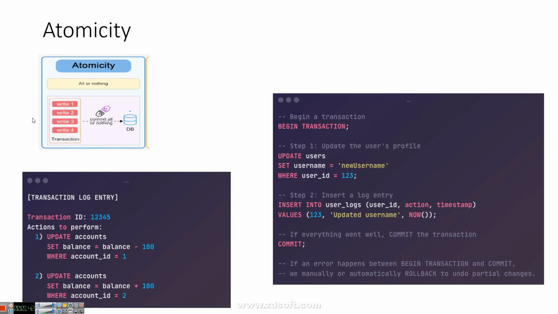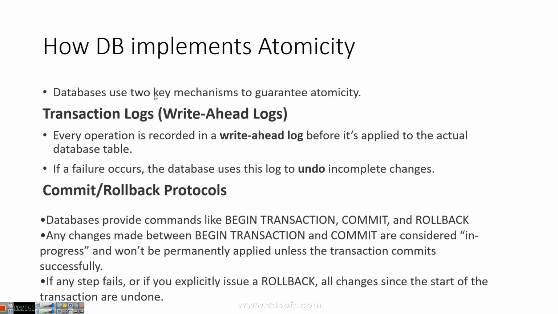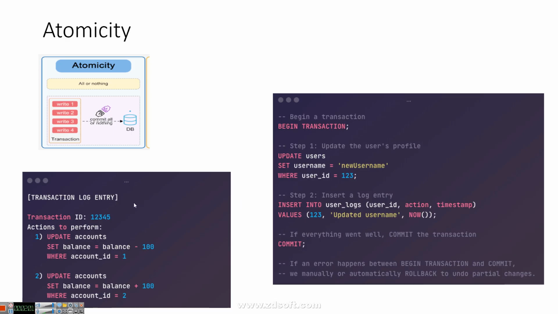So the first one is atomicity. Atomicity means perform all the operations, otherwise do nothing. And how does the database implement atomicity? It implements it through transaction logs, that is write ahead logs, and the second one is commit rollback protocols. So first is transaction logs. This is an example of a transaction log entry.